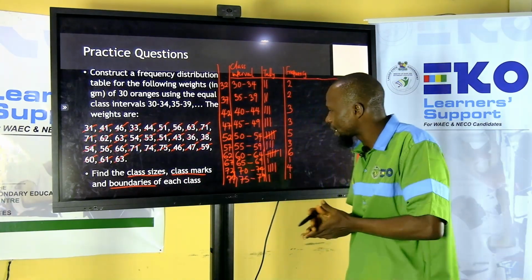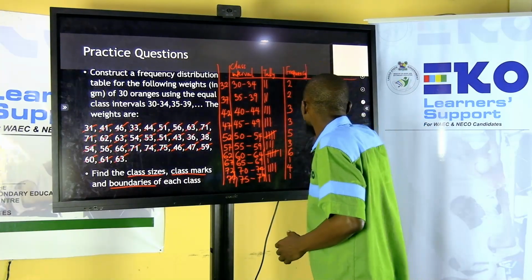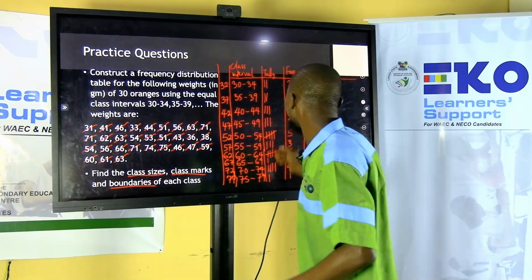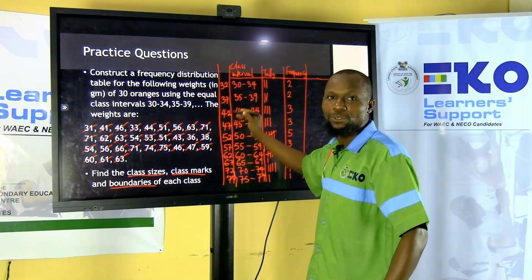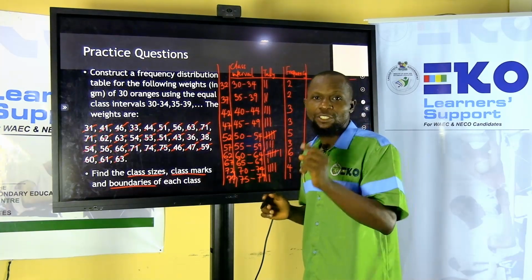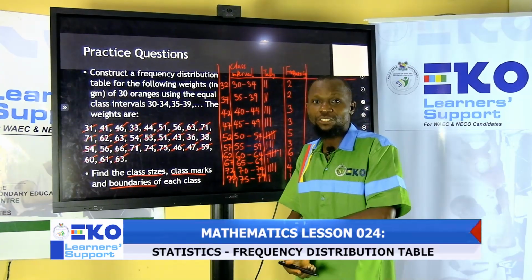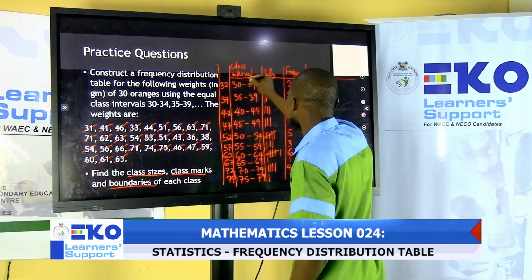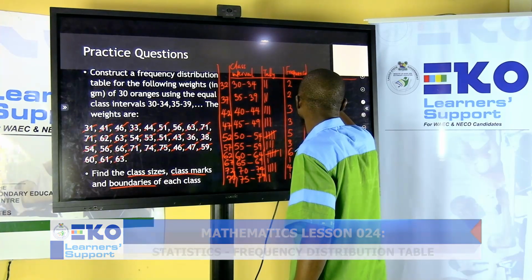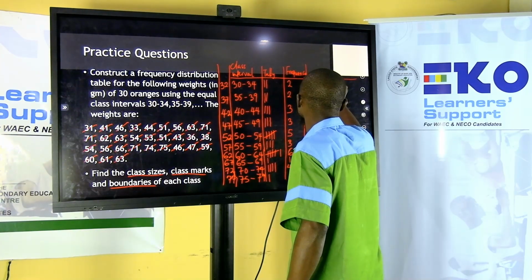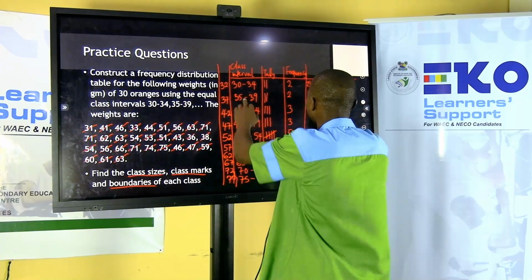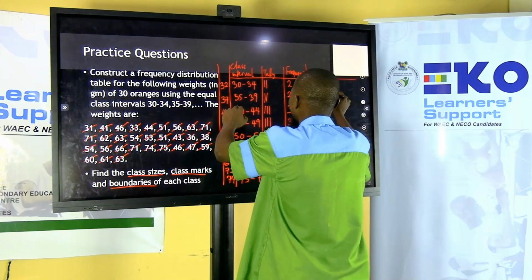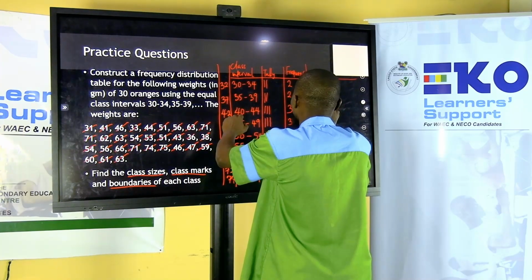Then the next thing, let's find the class boundary. I told you the other time, class boundary means here they have to share the same boundary. And how do we do that? Look at the difference between them, they are not overlapping. The difference is just 1. Divide the difference by 2. So you have 0.5. So subtract 0.5 from here, add 0.5 to this. So for here we have 29.5 to 34.5. For this we have 34.5 to 39.5.